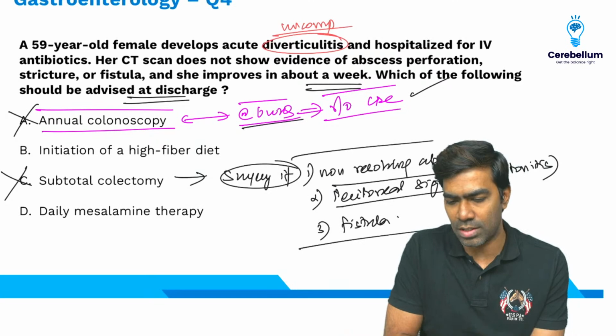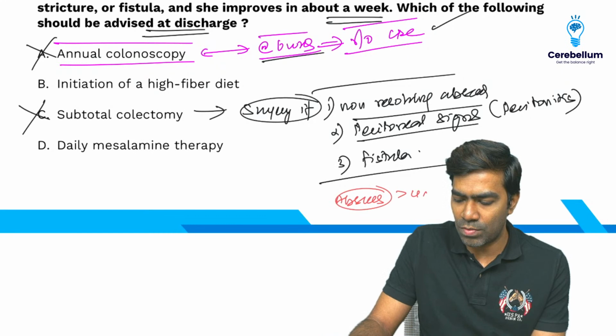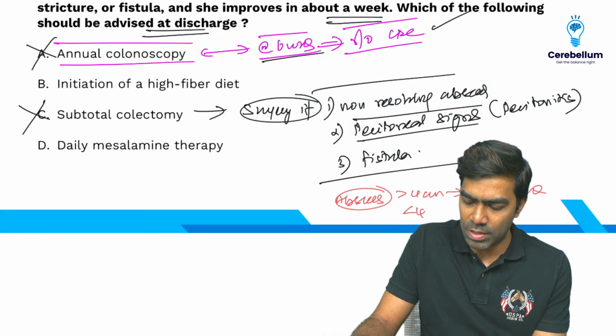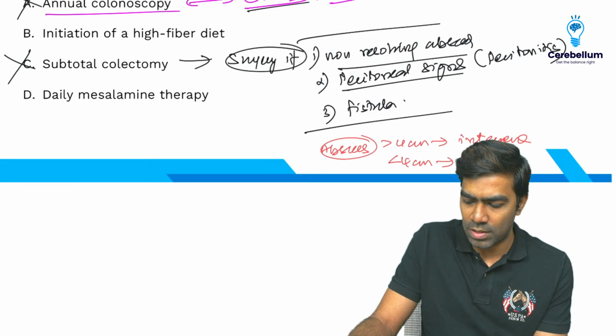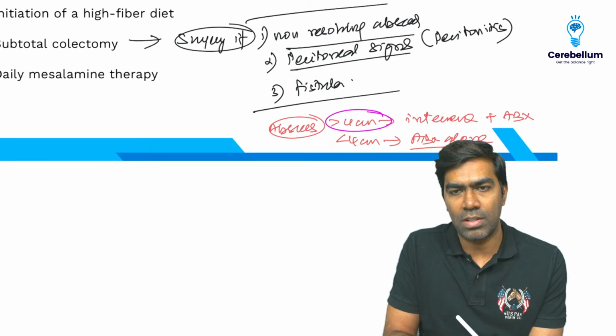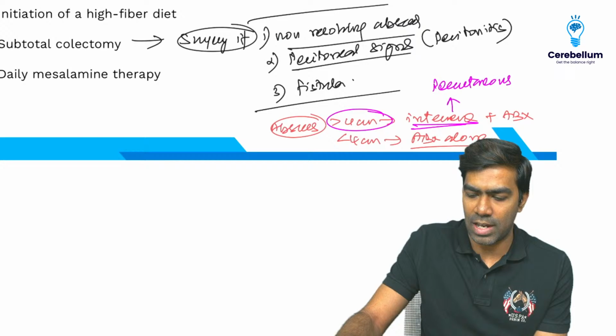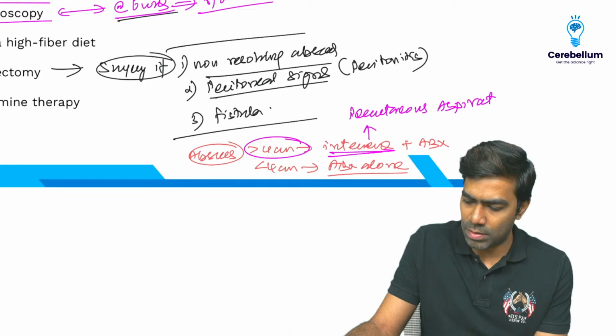Even for abscess, remember, they'll ask you one more thing. If the abscess is more than 4 centimeters, you have to intervene and give antibiotics. If it's less than 4 centimeters, you can just treat with antibiotics alone. That's enough. And what intervention are you going to do? You're going to only percutaneously aspirate. Percutaneous aspiration is the one that's going to be done.